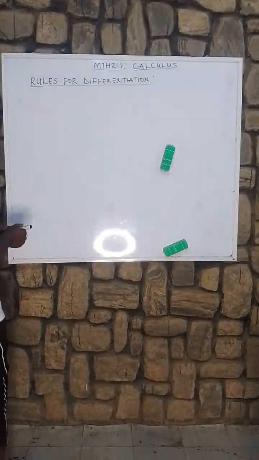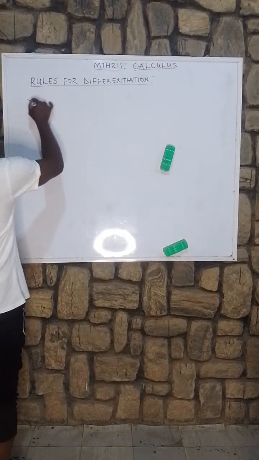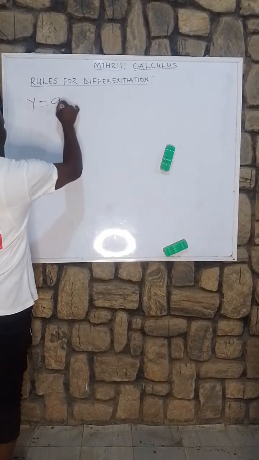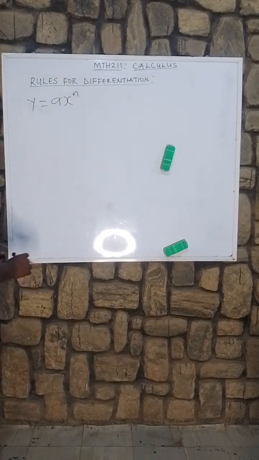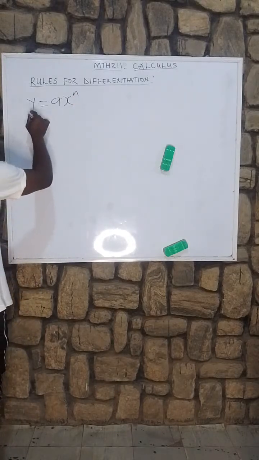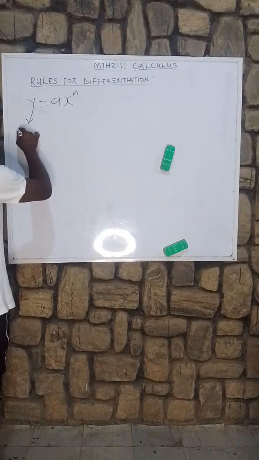So now let us have a function. y is equal to ax raised to the power of n. We call this y the dependent variable.